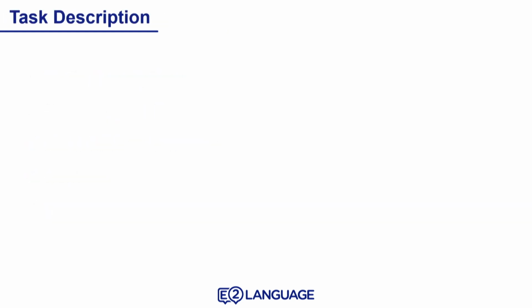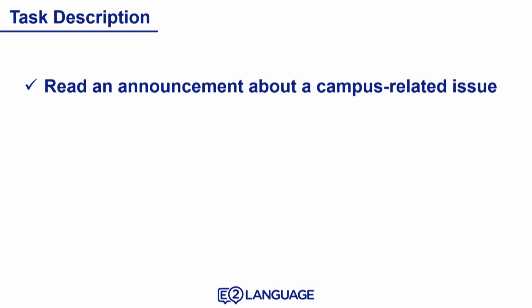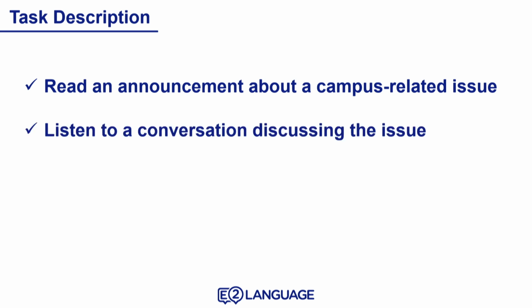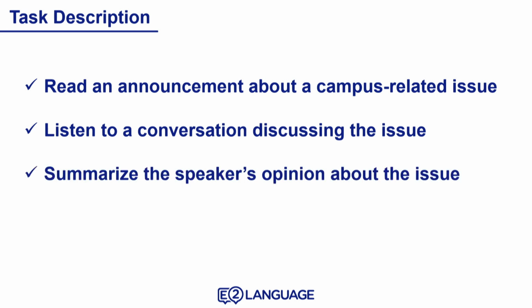Let's get into it. For this task, you'll first be asked to read an announcement about a campus-related issue. Then, you'll be asked to listen to a conversation between two people who will be discussing the issue that you just read about. Finally, you'll be asked to summarize the opinion of one of the speakers. You'll also be expected to use the information from the reading to be able to contextualize the speaker's opinion.